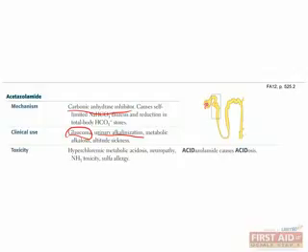The main toxicity of acetazolamide is acidosis due to the loss of bicarbonate in the urine, and it can also have other side effects that are listed here. Remember, acetazolamide causes acidosis.